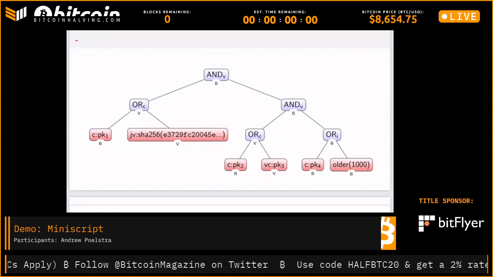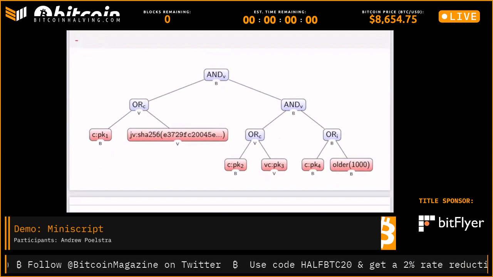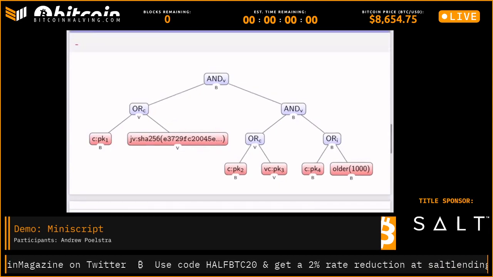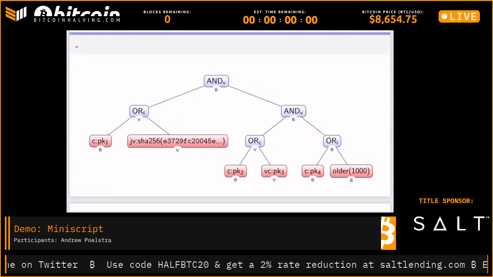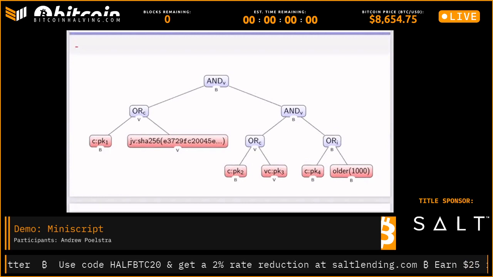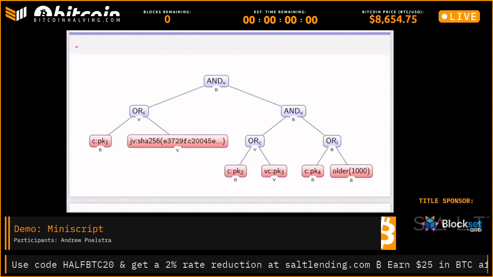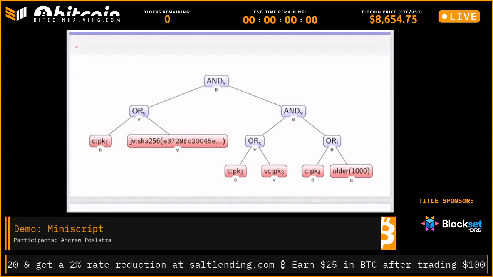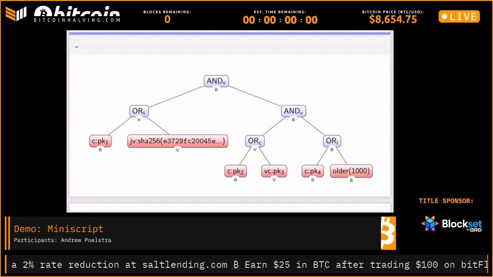But you can also see I have a visual representation here, and you can kind of tell what's going on. This represents a spending policy. This represents the rules under which coins might be spent. At the top level, I've got an AND. What that's telling us is that both of the two branches under the AND need to be satisfied in order for the coins to move.